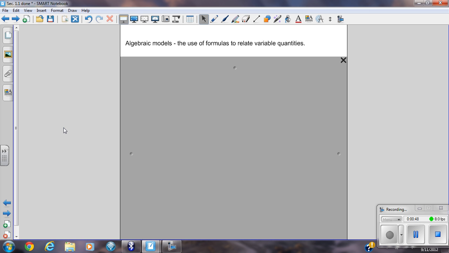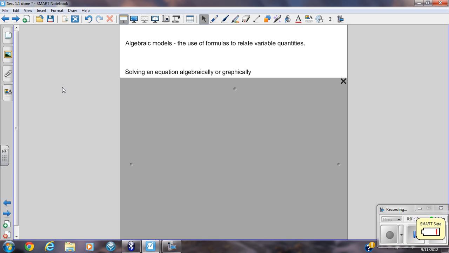The second type of model that we're going to talk about is an algebraic model, which is the use of formulas to relate variable quantities, which basically means that we are going to solve an equation algebraically, which we have done in previous classes and also earlier this year. The example that I have here is the solving of an algebraic problem. We're going to do it algebraically.